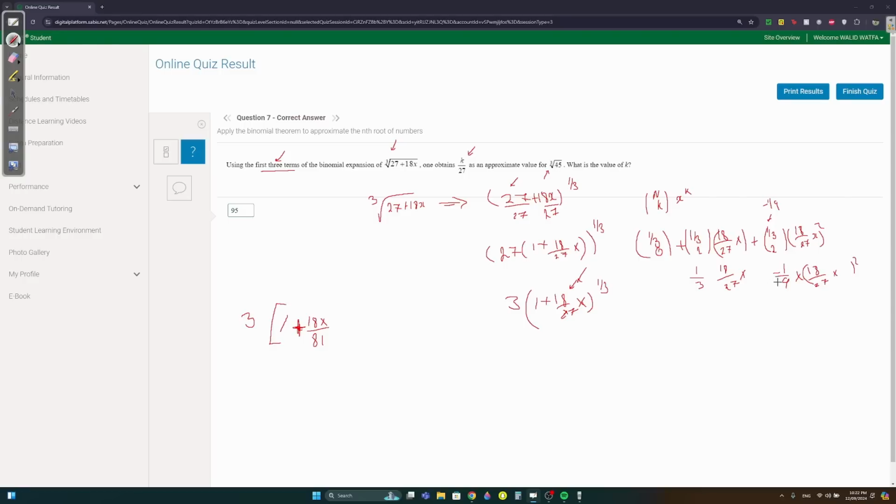Okay. The minus 1 over 9, we can cancel it with this 18 here, right? It will become 2, right? So minus 2 over 27. Right?